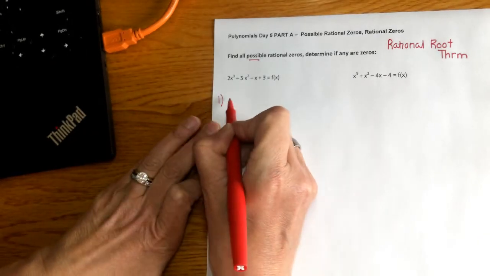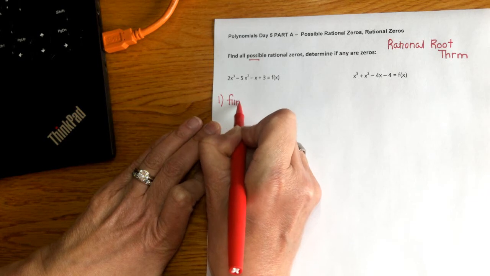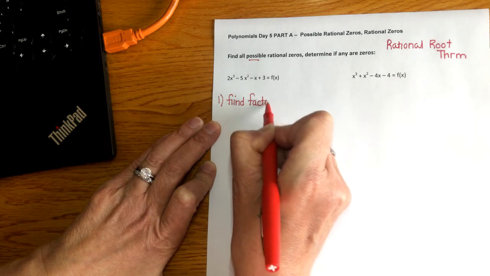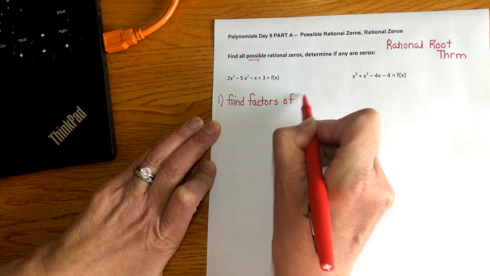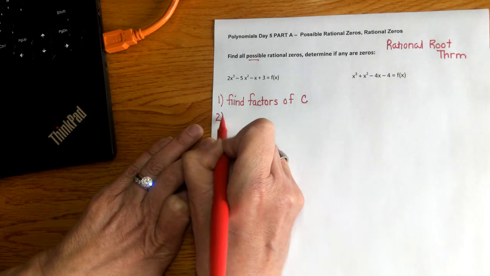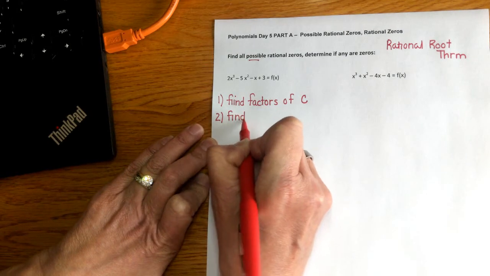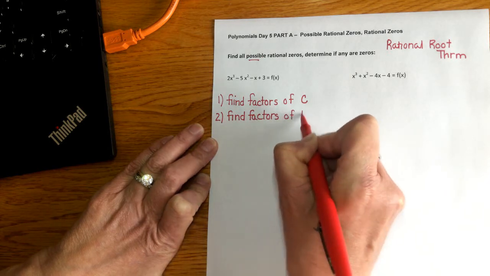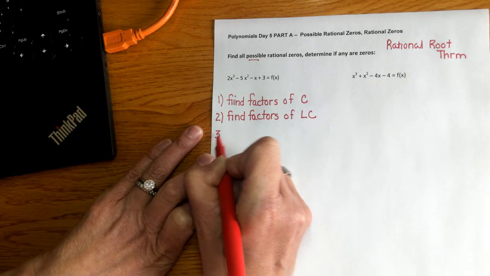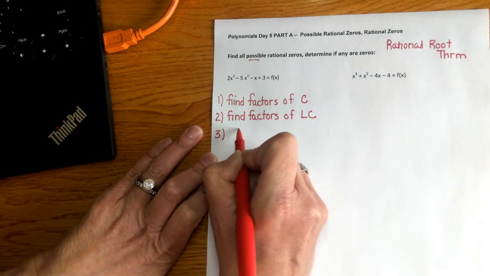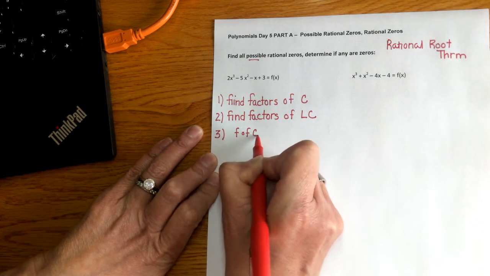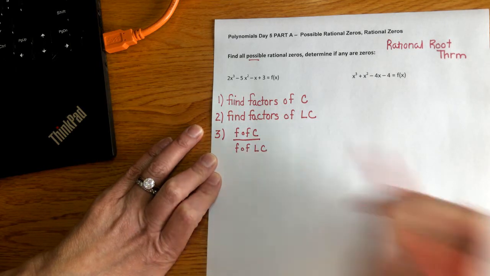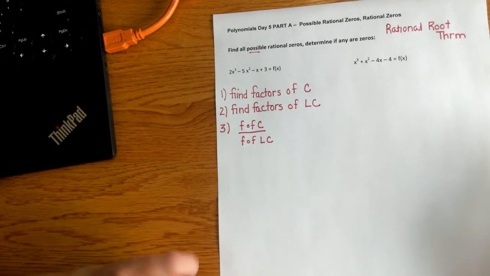Step 1 is to find the factors of the constant. Step 2 is to find the factors of the leading coefficient. And then step 3 is take your factors of the constant divided by the factors of the leading coefficient. So let's actually practice here.